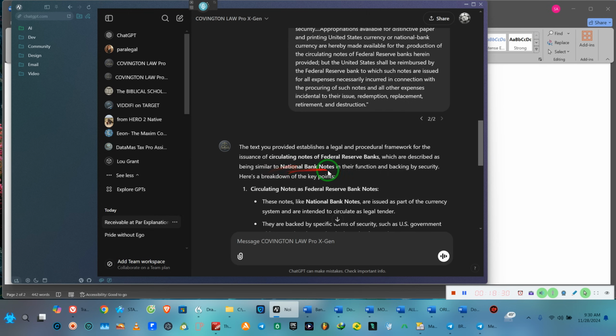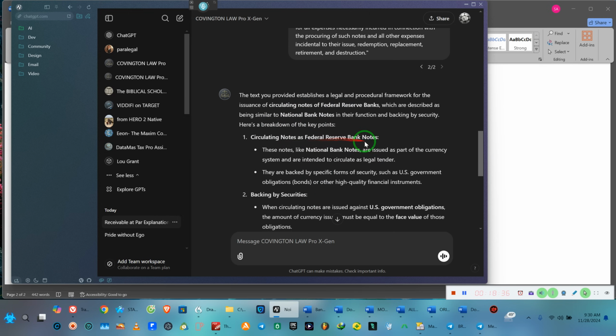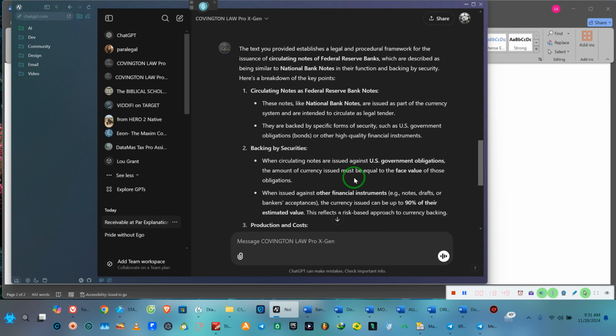So he's saying they're similar to national banknotes. Circulating notes of the Federal Reserve, which is not true. Circulating notes as Federal Reserve notes. Pay attention. These notes, like national banknotes, are issued as part of the currency system, blah, blah, blah. Excuse me, had to cough. Ladies and gentlemen, what we're trying to get you guys to understand is that your junk is at par with these.